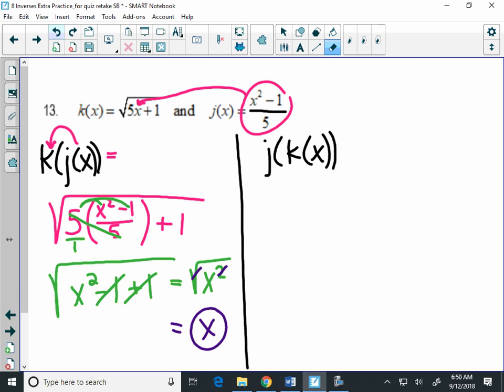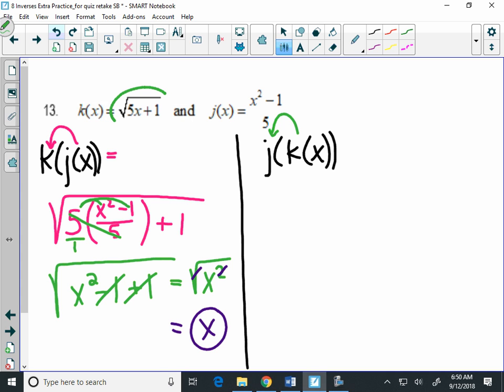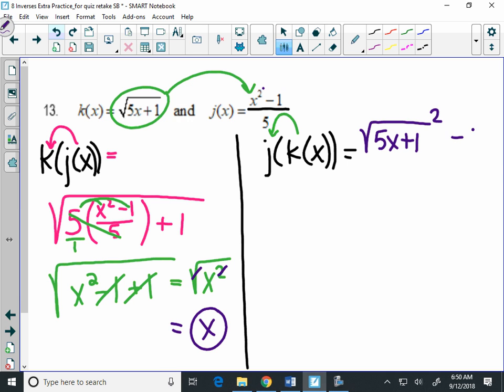All right, last part here. We need to find j of k of x. This means you're going to take k and put it into j. So that entire square root function needs to go in here, plus my fraction part, for x. Okay, so let's finish this up. So for x, you're going to have the square root of 5x plus 1. It's being squared. You have a minus 1 after the square root. And that is all over 5.